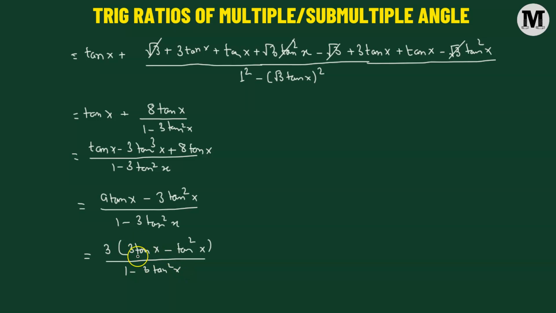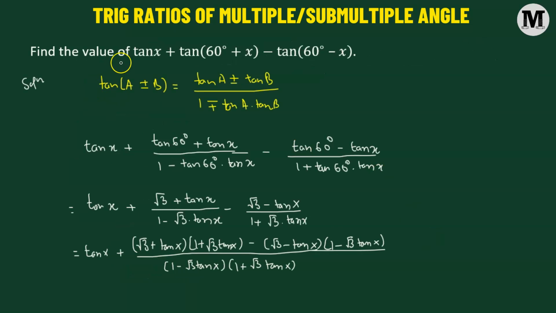Now we have a standard formula. So here we have 3 multiplied to tangent of 3x. So tangent of 3x expands to give us 3 tangent of x minus tangent cubed x over 1 minus 3 tangent squared x. This is going to be the final value of our given expression, tangent of x plus tangent of 60 degrees plus x minus tangent of 60 degrees minus x. That amounts to 3 times tangent of 3x.